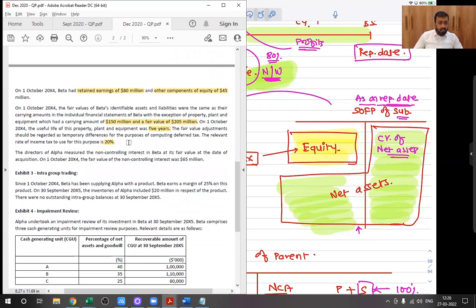Now, the directors of Alpha remeasure the non-controlling interest at its fair value. So you know how to calculate the fair value of the equity share, and they have given that fair value. You need not even calculate. On 1st October 2024, the fair value of the non-controlling interest was $65 million. You don't have to calculate. So there are no marks for NCI fair value calculation.